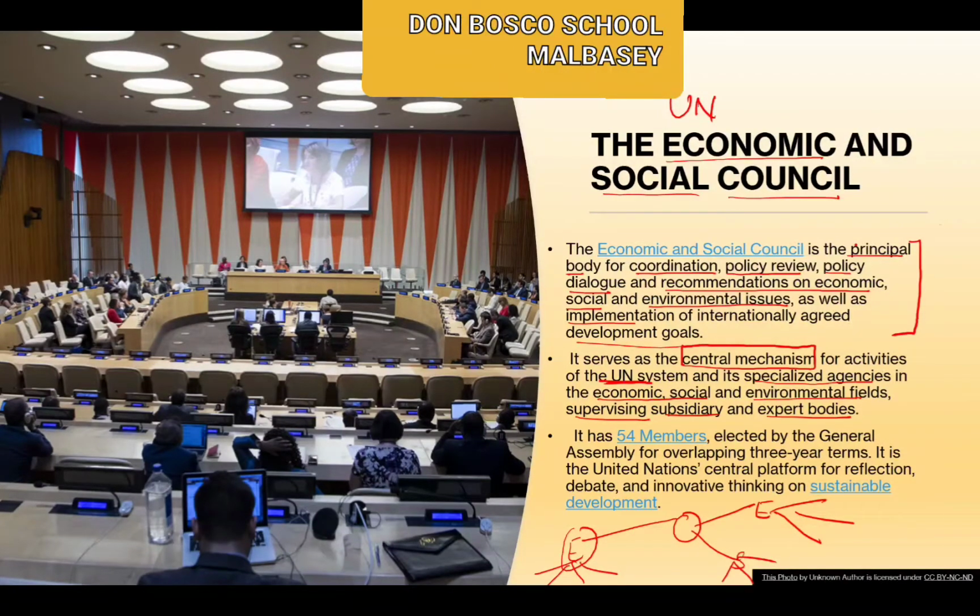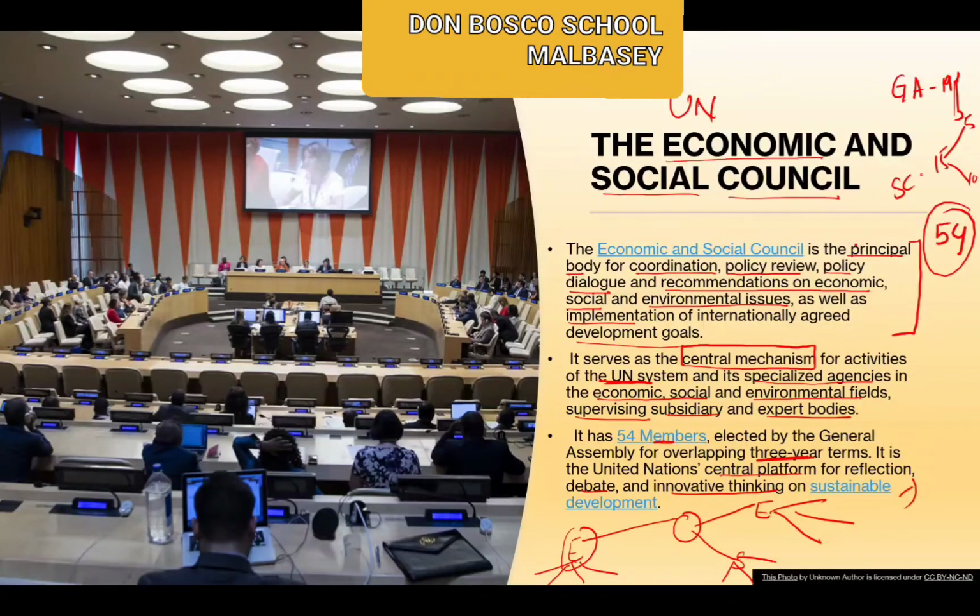So it has 54 members. Be careful, General Assembly is 193. I am repeating continuously. Security Council has 15, 5 permanent and 10 non-permanent. And now the Economic and Social Council has 54 members elected by the General Assembly for overlapping terms of 3 years. It is the United Nations central platform for reflection, debate and innovative thinking on sustainable development.